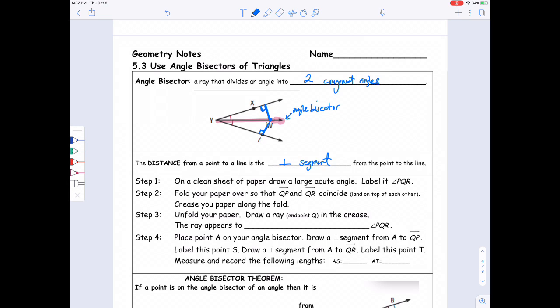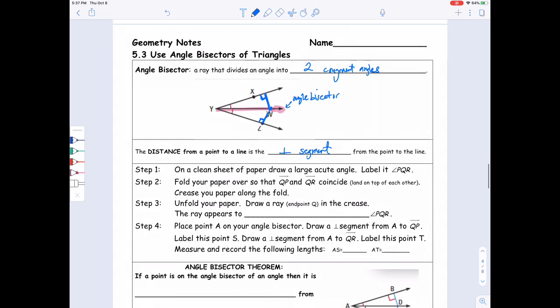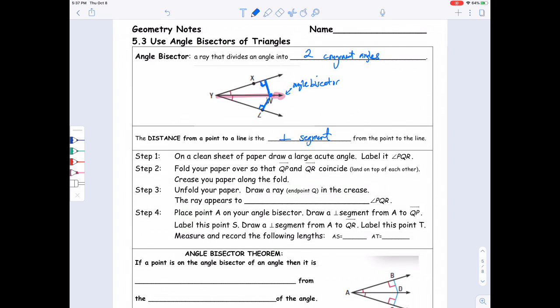So you'll see a video that I have created showing you how to construct an angle bisector on paper, and also a property that we will be mainly focusing on.